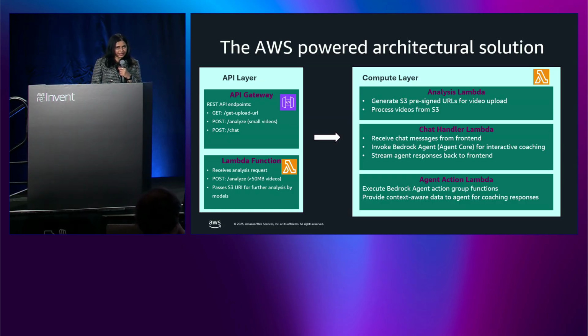Next is the chat handler Lambda, which receives the chat messages from the front end. It invokes the Bedrock agent behind the scenes, and then it gives you the results on the front end. And last is the agent action Lambda, which is used for executing Bedrock agent action group functions.